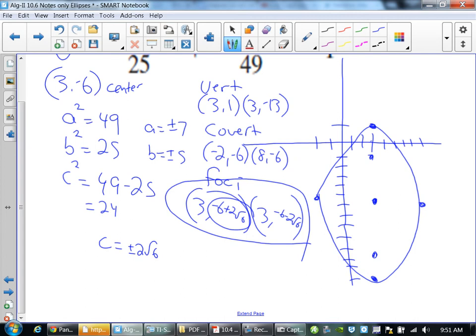Are the points always going to be equal to 6 from the center? Yes. Good question. Are the points always going to be equidistant from the center? Yes. Absolutely, and that's going to come into play here in a little bit.